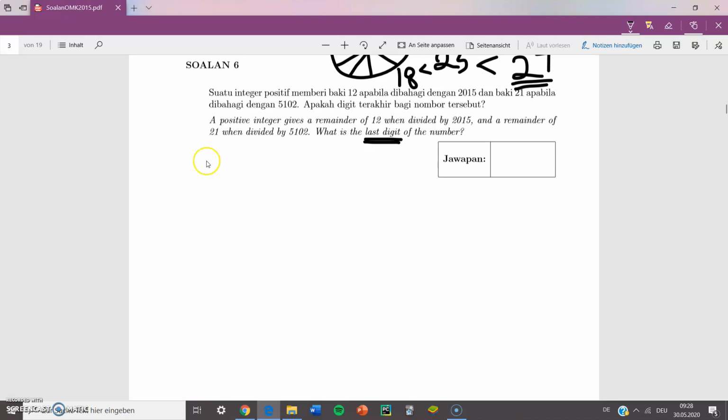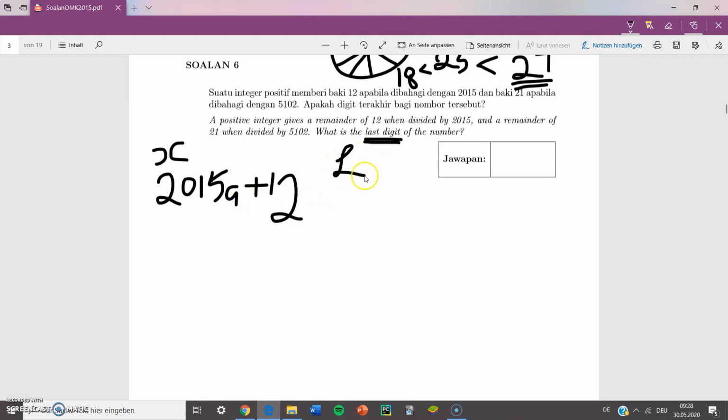So okay, we know that this number, maybe we just set it x, is a multiple of 2015 plus 12. So it's 2015 times a plus 12. I don't know what a is. So what do we want? We need the last digits. I'll just write the acronym over here. So what we want to find are last digits.